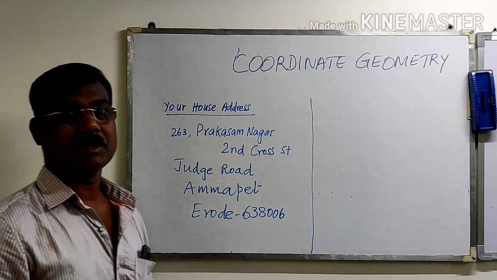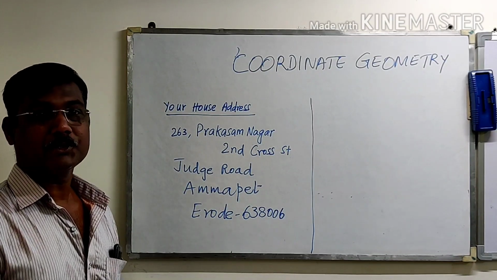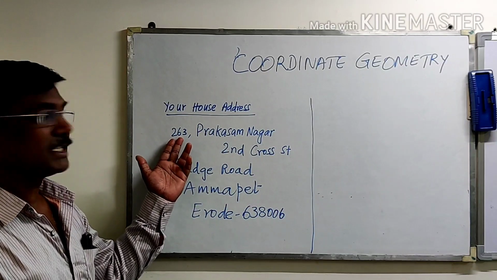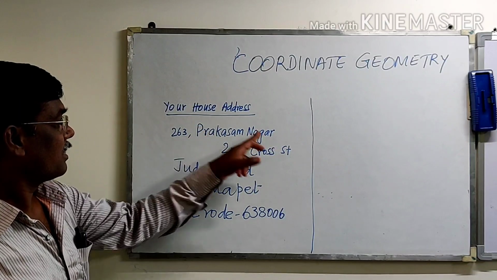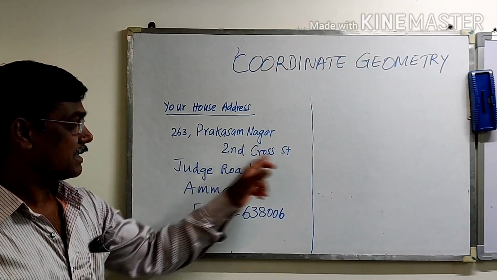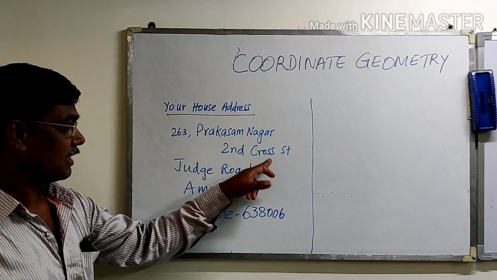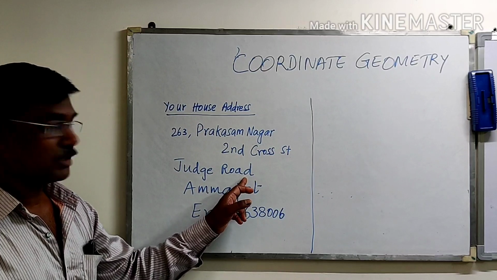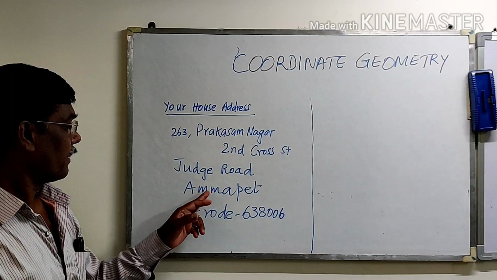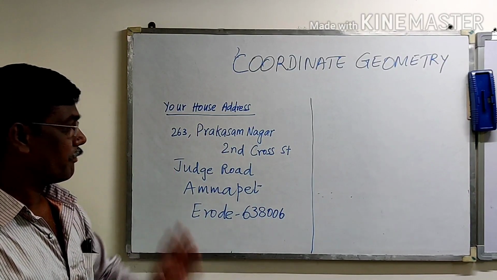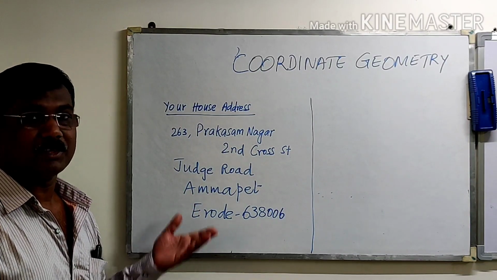அவர் கேட்குறாரு அந்த அட்ரஸ்க்கு அனுப்பட்டும் அப்படின்னா, or he wants to send some gift through post. எந்த அட்ரஸ் கொடுப்பீங்க? இந்த அட்ரஸ் கொடுப்பீங்க. Number 263 is your door number or house number in Prahasam Nagar. Prahasam Nagarல second crossல இருக்கு. There may be first cross street. So your house is in second cross street. It is on the Judge Road. Ammapete, the total area, big area is Ammapete E Road. This is the pin code. So this is the address you will give him for sending gift, greeting, whatever it is.